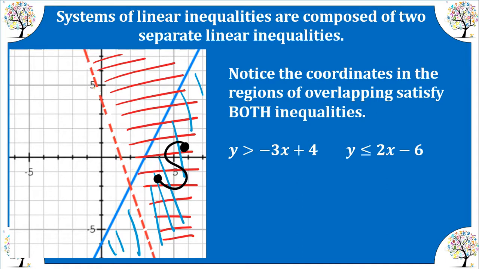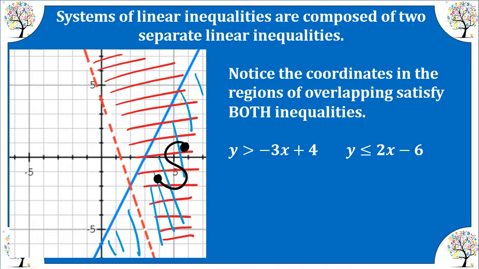Notice we have two different lines. We have this red dotted line, so that means it was open, and it was shaded above the boundary line. Then we have the blue boundary line that is solid, so this means it was a closed inequality, and this graph was shaded below the blue boundary line.